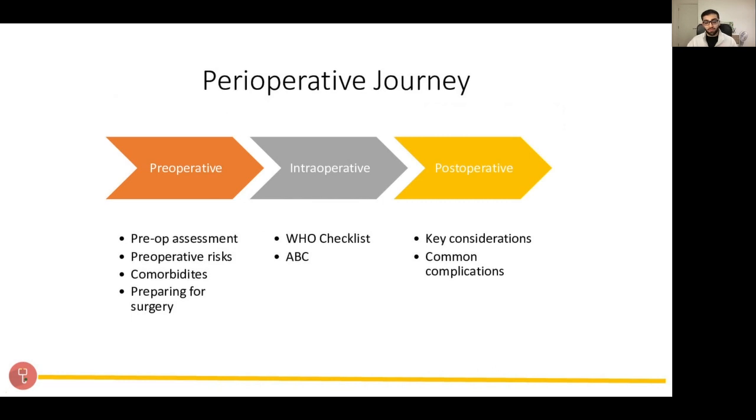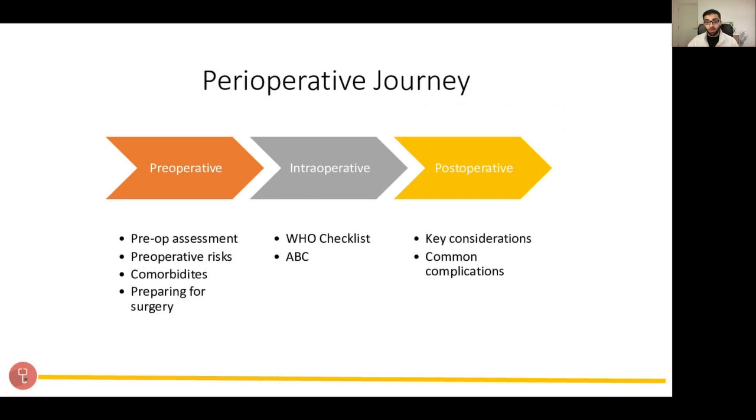In terms of preoperative phase, we'll talk about the key things that the anaesthetist needs to think about when they're doing their preoperative assessment, certain preoperative risks that are common to almost all surgeries, and the kinds of comorbidities that pose the most challenges to the anaesthetist. We'll also then talk about some other important preparation points before patients go to surgery.